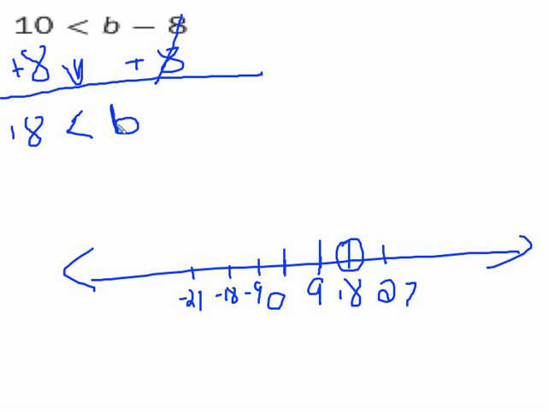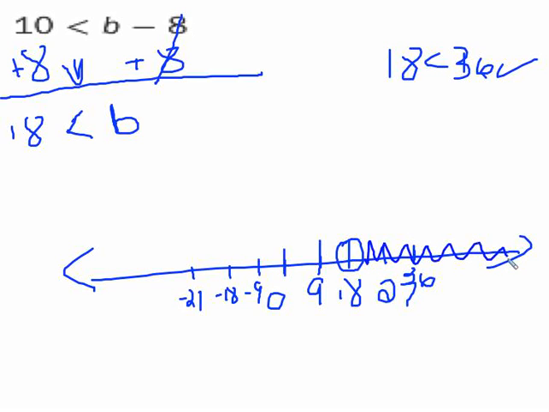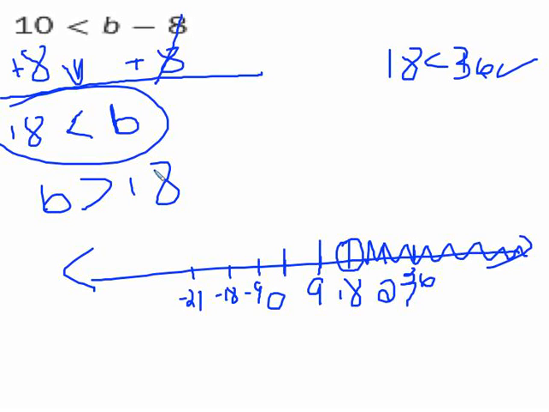So I'm going to think of a test point. Let's think of the value 36. Is 36 going to make this a true statement? Is 18 less than 36? It surely is, so I know I'm going to shade everything to the right, which is in the opposite direction of the arrow. Now, to eliminate any problems, once you get to this point, you can rewrite your inequality as b is greater than 18, which will again show you that you're going to shade in that direction from wherever your circle is. Okay?